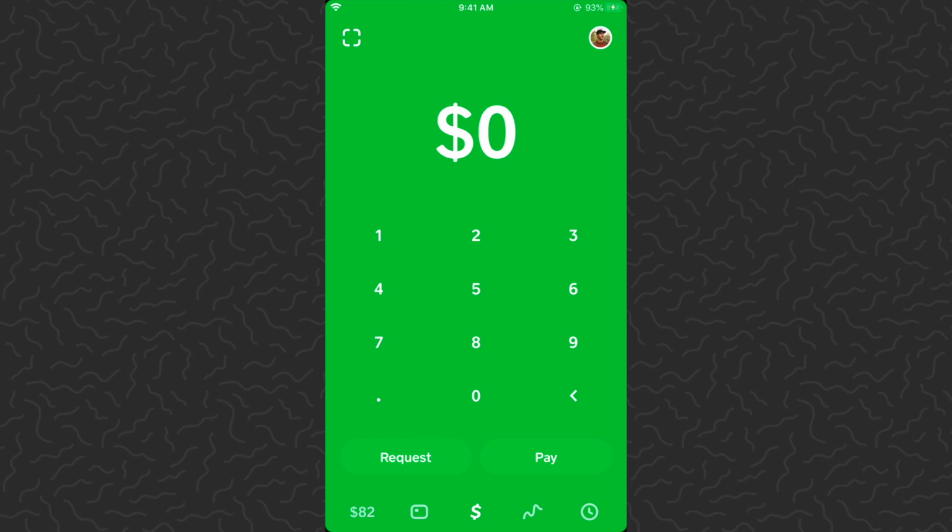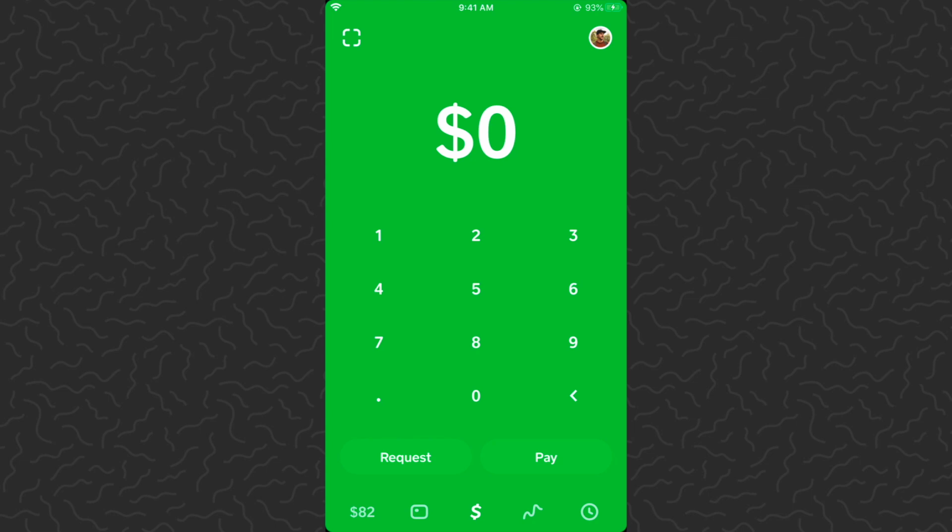Someone asked me the other day on Instagram if I do Cash App flips, and I was like, no, only scammers do that. And they didn't really understand why, but just think about it, guys. If you send someone money, why would they send you back double the amount of money? That's the stupidest thing I've ever heard.